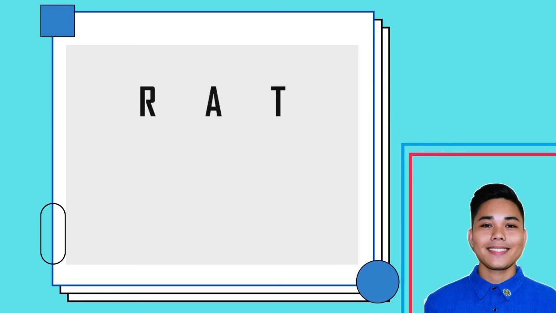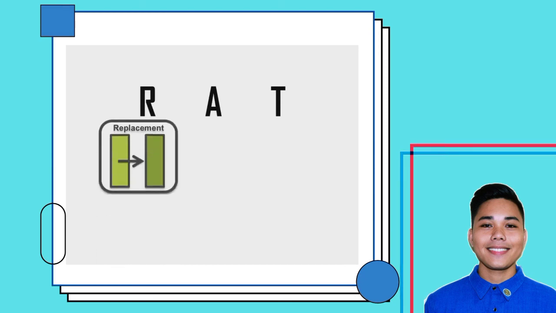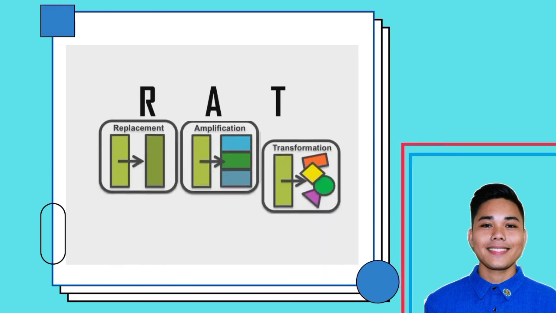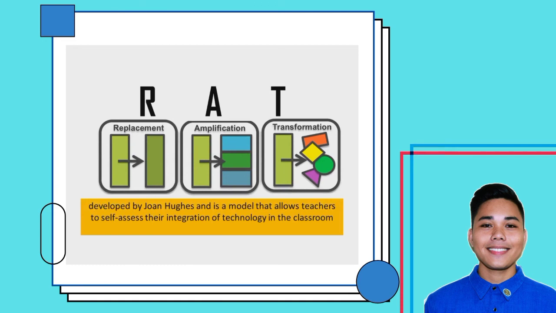RAT, also known as Replacement, Amplification, Transformation. This was developed by Joan Hughes and is a model that allows teachers to self-assess their integration of technology in the classroom. This is also a framework that is similar to substitution, augmentation, modification, and redefinition, known as SAMR, but a little simpler.